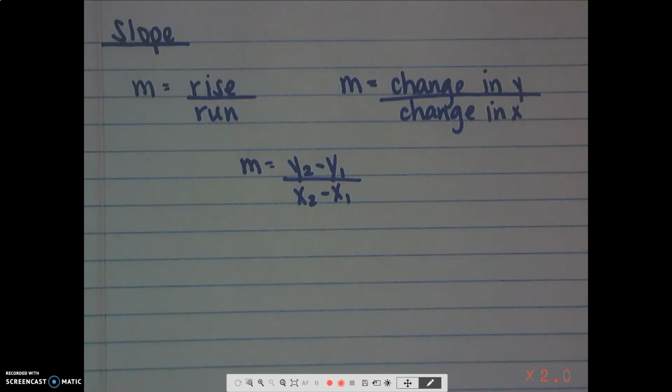Today we're going to be talking about slope. This is something that you've learned in the past, and this is something where we use the letter M for slope. There are three ways that we can think about this.